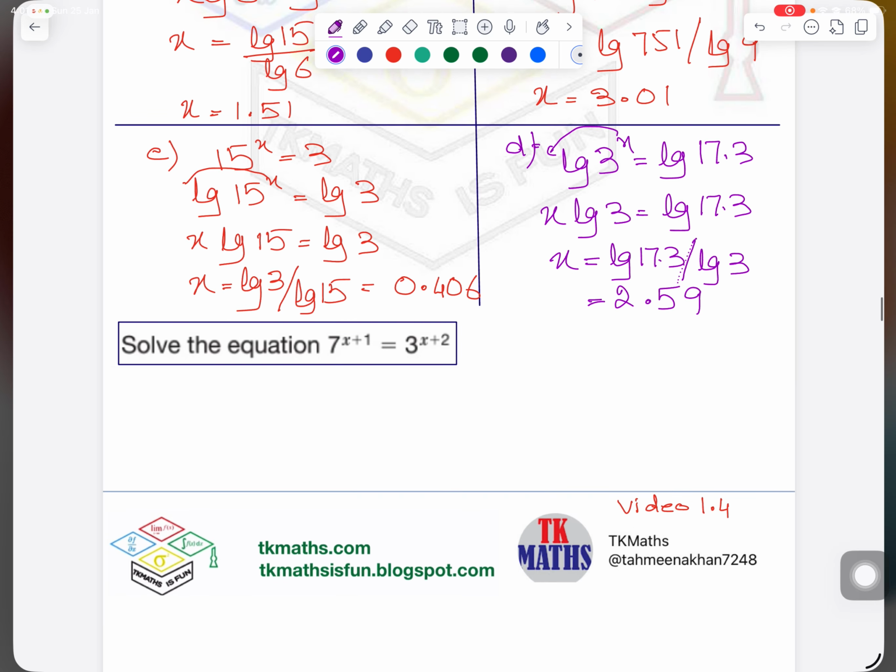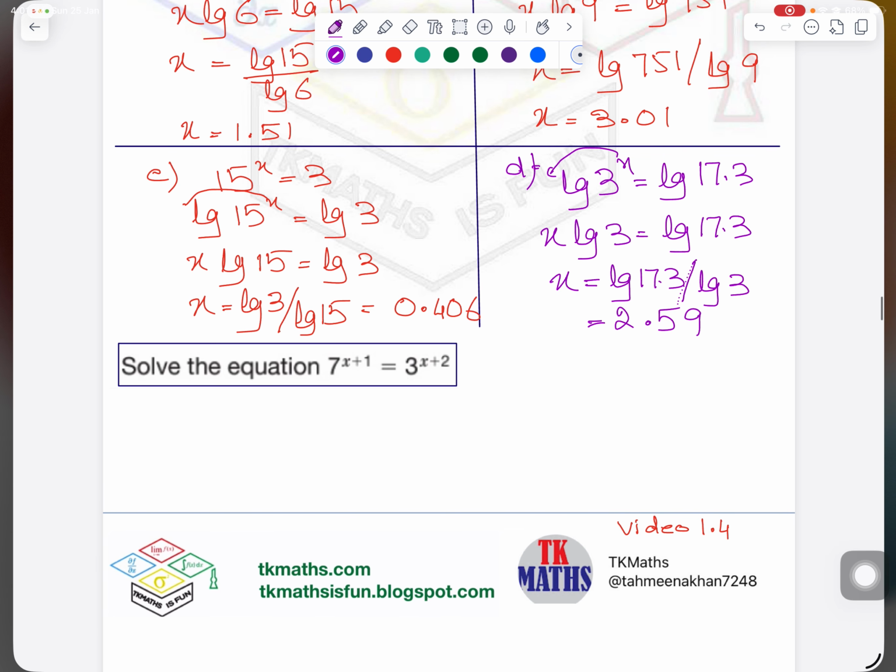Okay, so now let's do this. This looks a little different, right? Now in the power I have x plus 1. By the way, there is one thing I would like to tell you. If I had some other term here, then you cannot take log on both sides. If you want to take log on both sides, you should have just one term on each side. In this case, this is my one term and this is my other term, so I have one term on each side of the equation. This is a must.